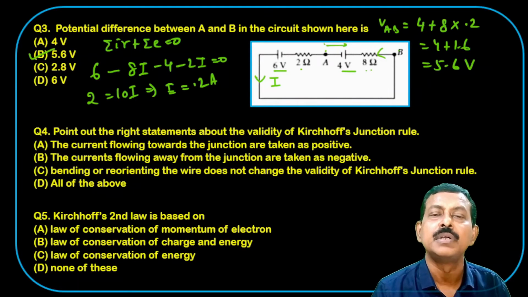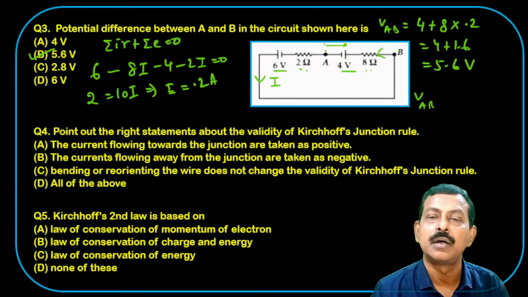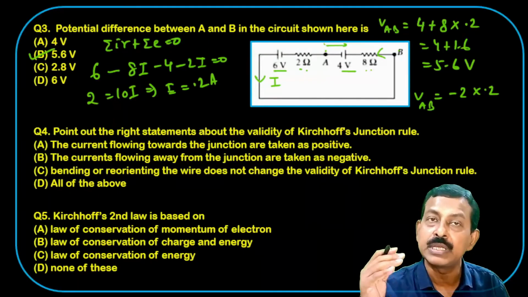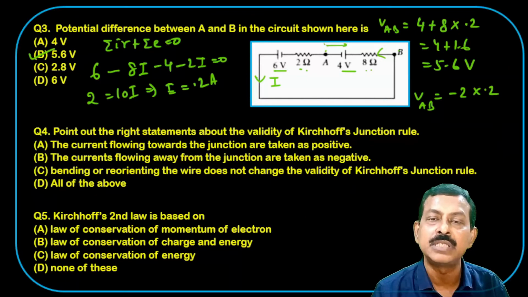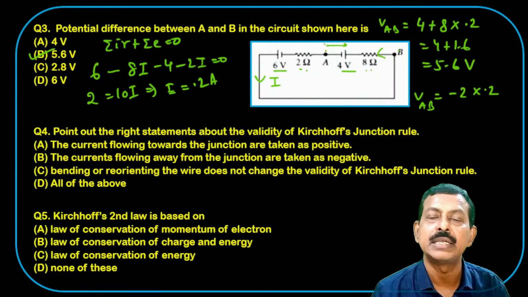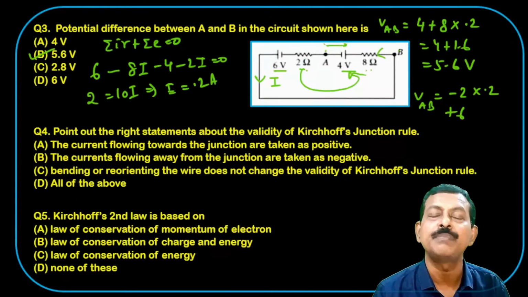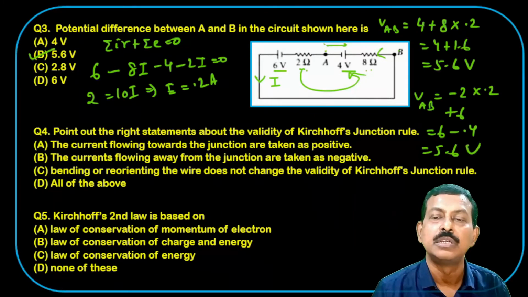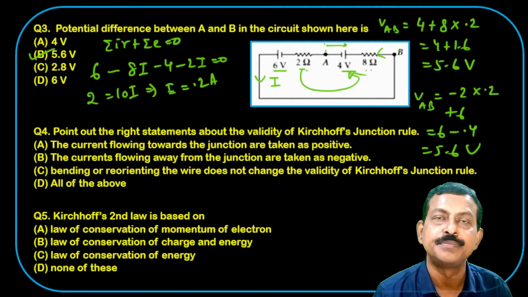You can take across this arm also. If I go from point A to point B, alternatively we can take it as minus 2 into 0.2, because now you are going in the direction of current, and for the cell you are going from negative to positive terminal, so it will be taken as positive. We are going in this direction. So it is 6 minus 0.4, again 5.6. So this is 5.6 volt.